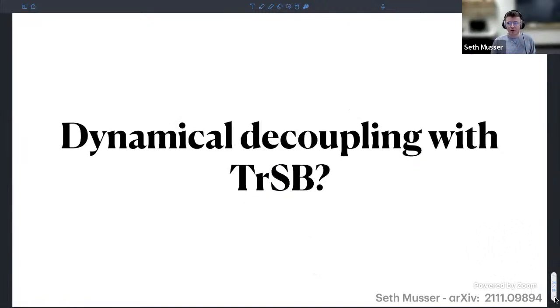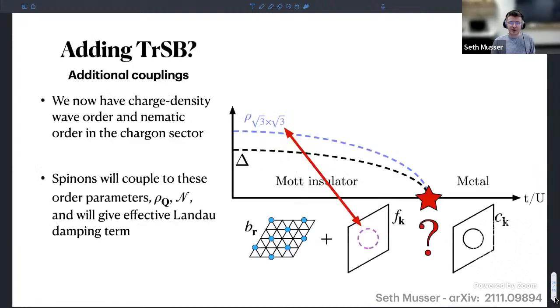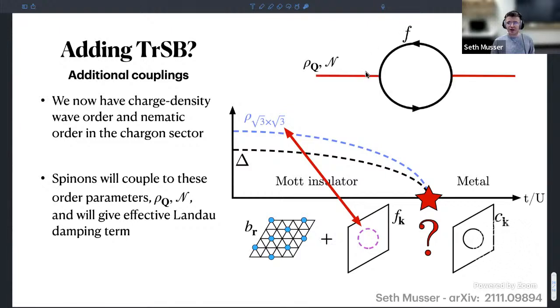Well, what can go wrong when we have translational symmetry breaking? So as I said before, we have these couplings now. We have this charge density wave order, √3 by √3 in this picture, that can couple to the spinons. And we can imagine coupling the gauge invariant F dagger F to these order parameters rho q, which is charge density wave at vector q, and n, which is this nematic order parameter.